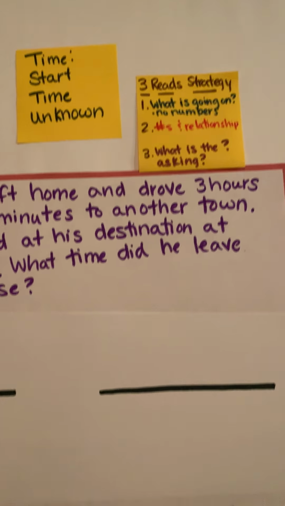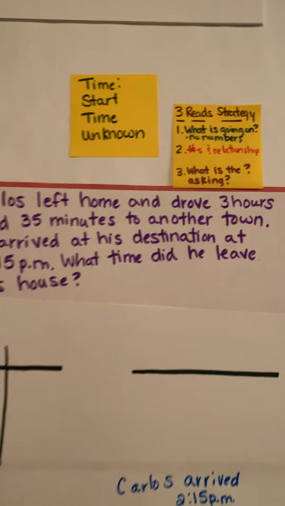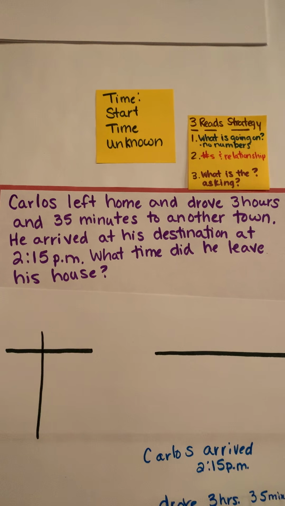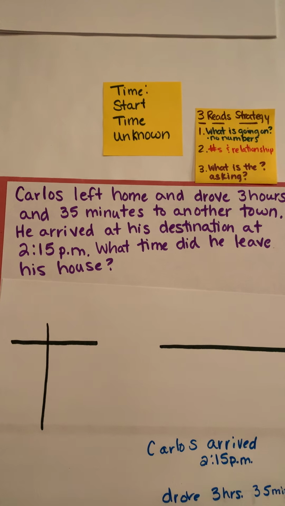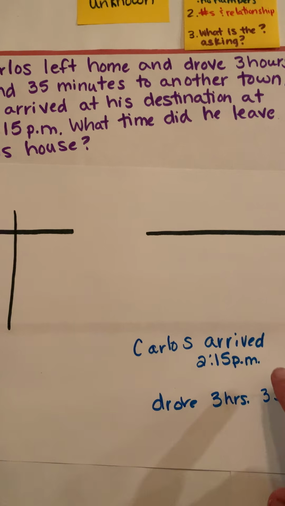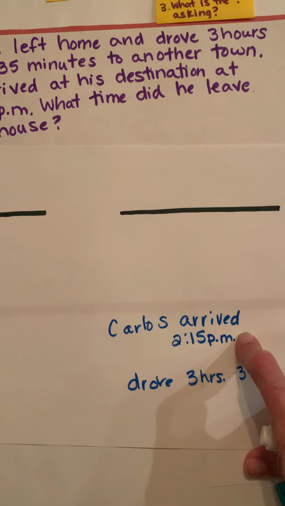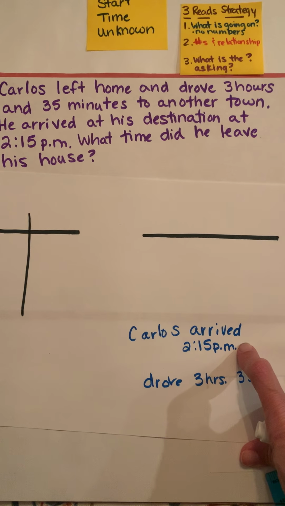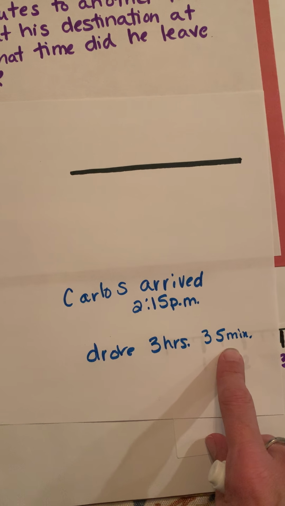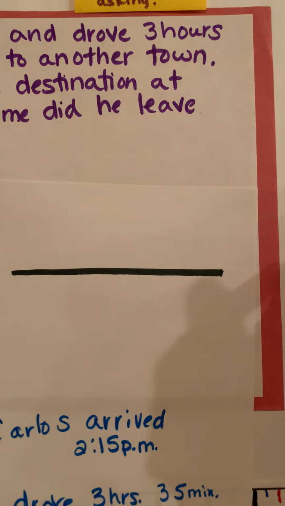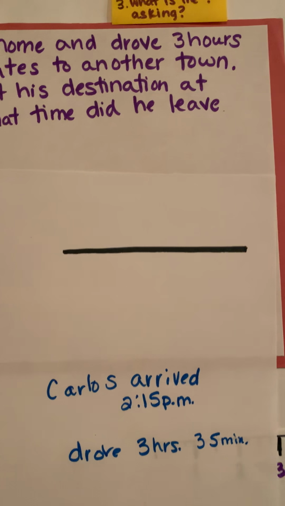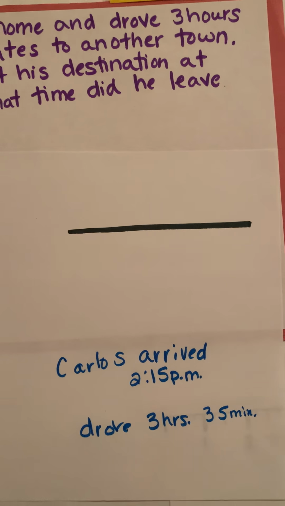So now let's go back and read it and focus on what the question's asking. Carlos left home and drove 3 hours and 35 minutes to another town. He arrived at his destination at 2:15. What time did he leave his house? All right, so if we know he left home and he arrived somewhere at 2:15, and the question's asking what time he left his house, we have to go backwards. So we're going to go back 3 hours and 35 minutes. There are 2 different ways you can do this, and I'm sure you saw this in third grade. You can use a number line, which we're going to do first, and then you can use a T-chart or a table, and we'll look at that second.